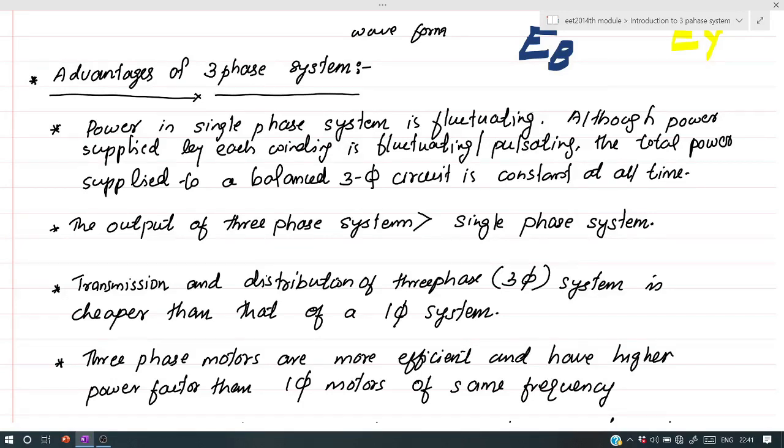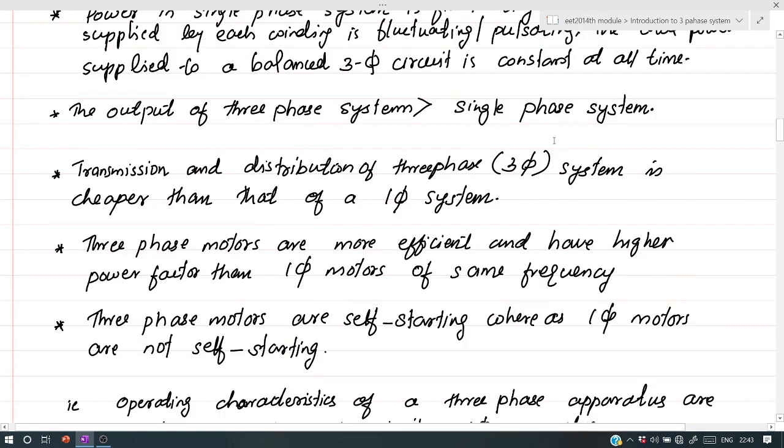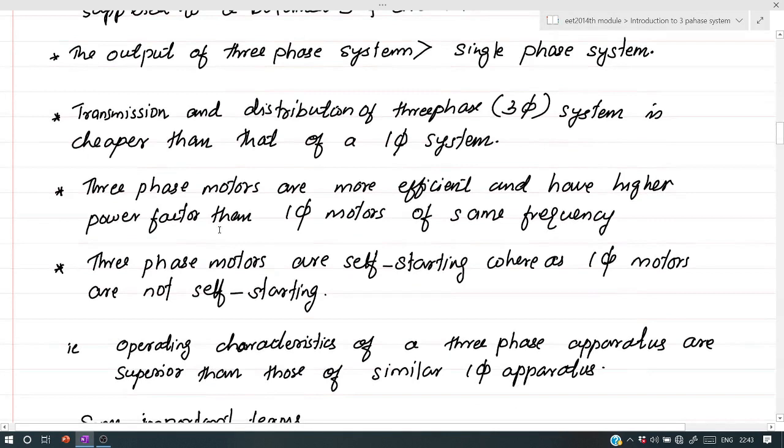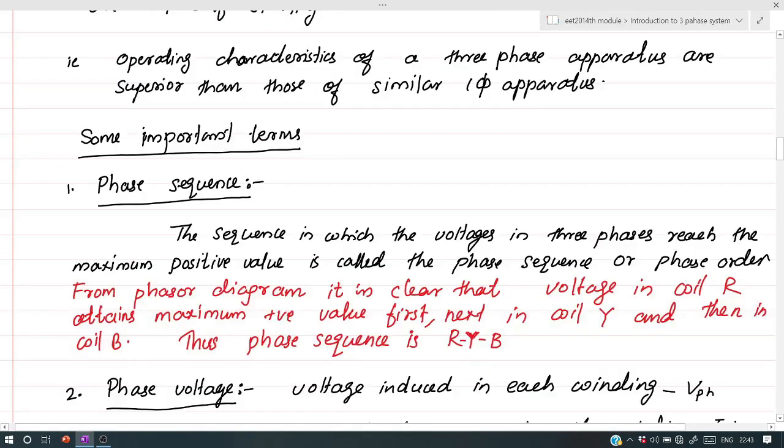Next point is, three-phase motors are more efficient and have higher power factor than single-phase motors of same frequency. If power factor is less, it will take more current, thereby losses will increase. If power factor is higher, that is near to unity, then motors will take less current, therefore losses will decrease. Then next point is, three-phase motors are self-starting, whereas single-phase motors are not self-starting. So considering all these points, we can say that operating characteristics of a three-phase apparatus are superior to that of similar single-phase apparatus. Next, let's see some important terms which come in three-phase system.